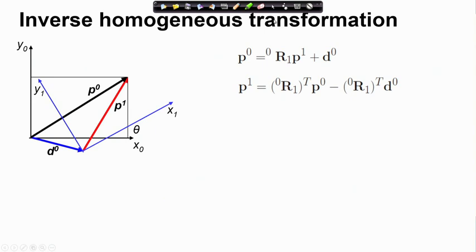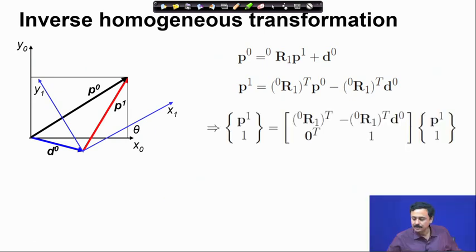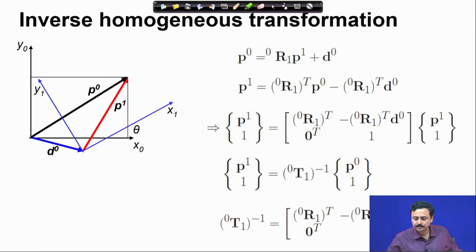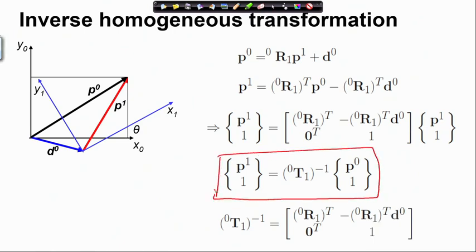So, here I am formally showing you the steps. This is what we finally obtained. This is our representation, where the inverse homogeneous transformation matrix is given here.